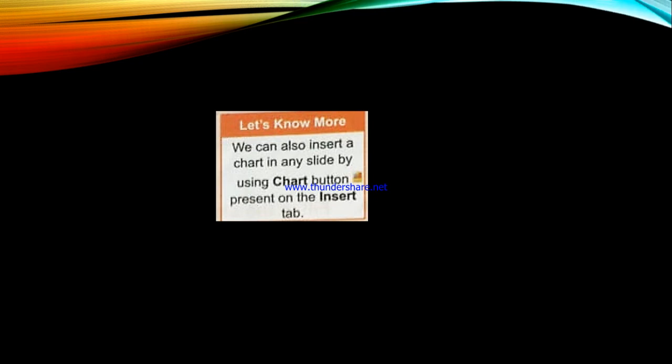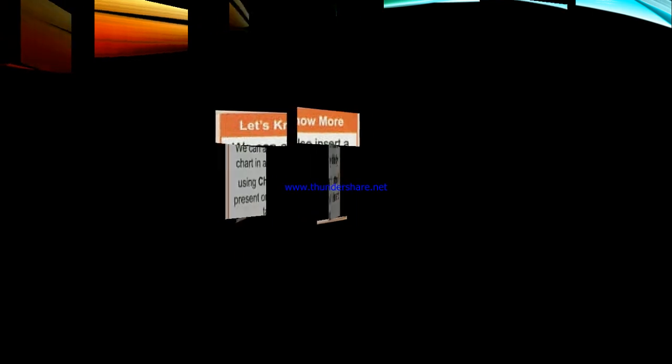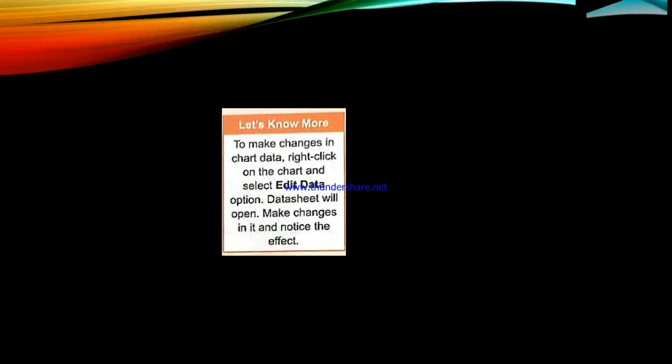We can also insert a chart in any slide by using the chart button present on the insert tab. So you need to go to the insert tab and click on the chart button. To make changes in chart data, right click on the chart and select the edit data option. The data sheet will open. Make changes in it and notice the effect. After selecting the chart, right click on it, click on edit data, and the Excel sheet will open. Over there you can make the changes.